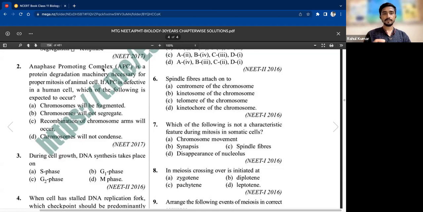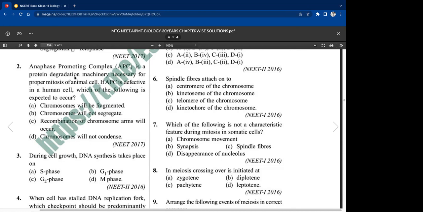But a Rahul Kushwaha student will do this thing. He or she will read the complete question without getting intimidated, and try to come to the bottom line. The question is simple. Anaphase promoting complex, whatever it is, we don't care, is a protein degradation machinery necessary for proper mitosis of animal cells. Again, protein degradation machinery. So if it degrades some proteins. Now, we know that cell division, the prophase, metaphase, anaphase, telophase, is all about karyokinesis. This you know? Yes or no?